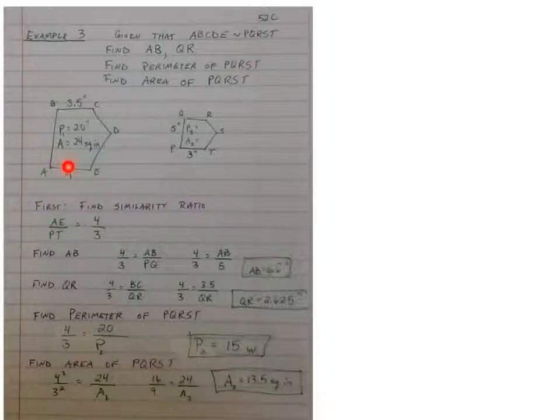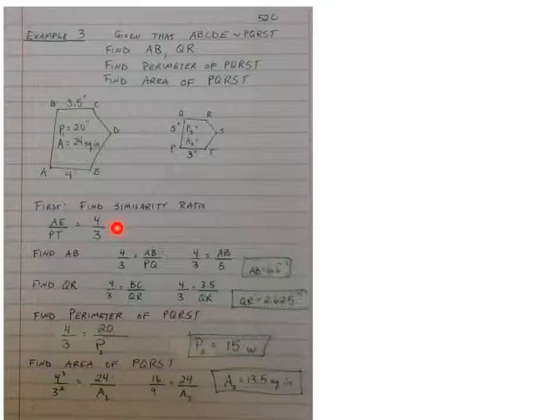And it looks like we have these two sides that are corresponding. So AE corresponds to PT, which means the length of 4 corresponds to 3. So we have a similarity ratio of 4 to 3. That allows us to find multiple things. We can first find AB.